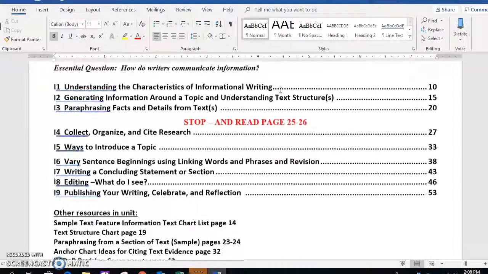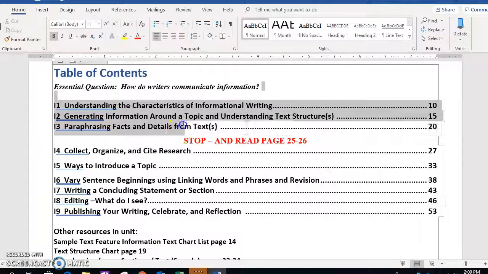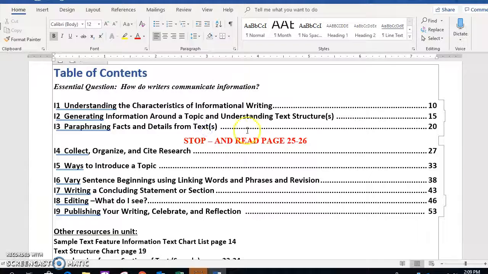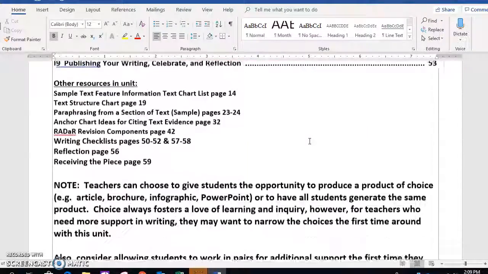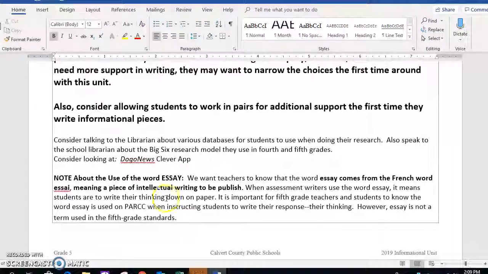So let's move on over to the table of contents. You can see here that we have 3 lessons that they'll start with. This is to help you front load information for your students before they actually start their own research, which starts in lesson 4. There is a stop and read page on 25 and 26. We want to really pay attention to that. So let's go ahead and take a look so we can highlight some of those pieces.